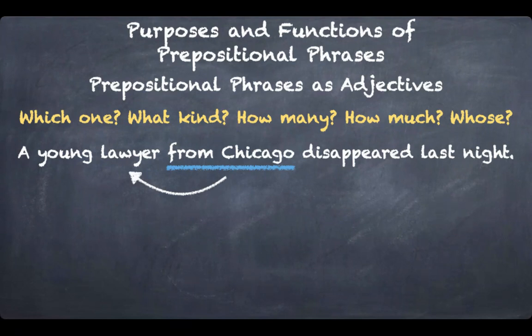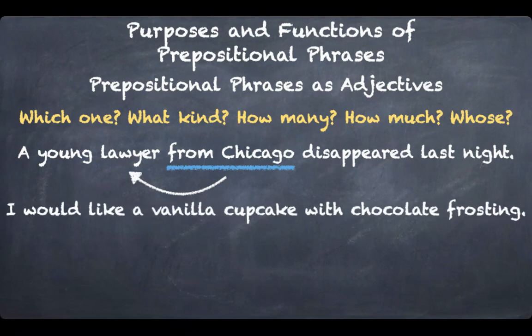Here's another example. I would like a vanilla cupcake with chocolate frosting. The prepositional phrase in this sentence is describing the type of cupcake. What type of cupcake? The one with chocolate frosting.